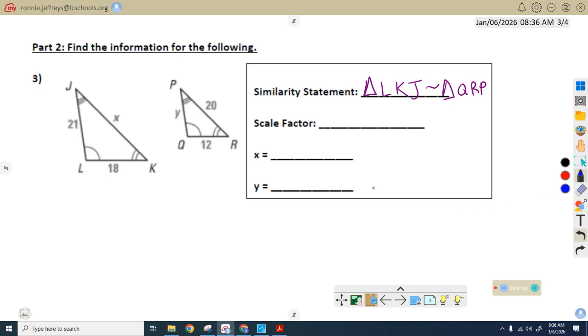Alright, scale factor. Well, we're going to say this over this. So 18 over 12. I think that's 3 over 2. It is. Alright, so 3 over 2.